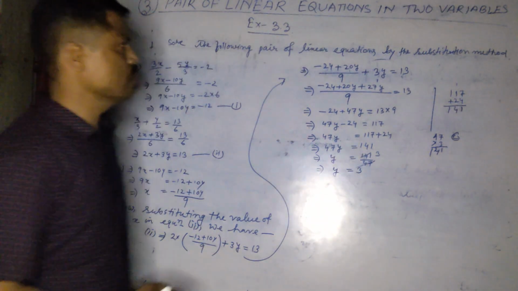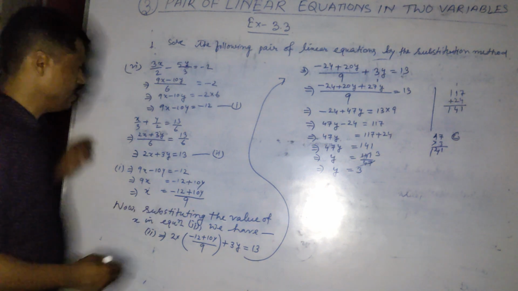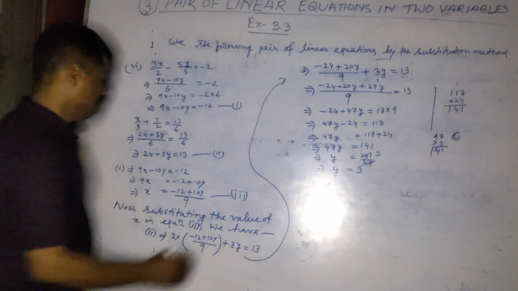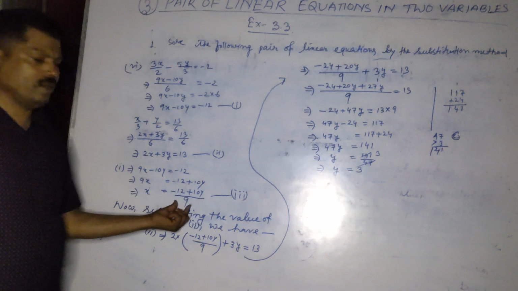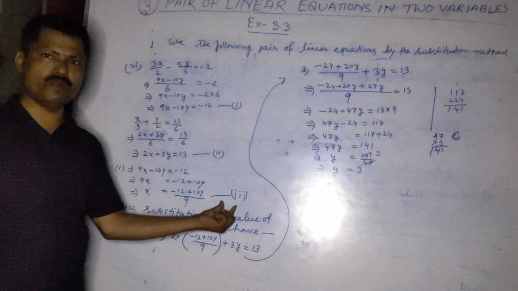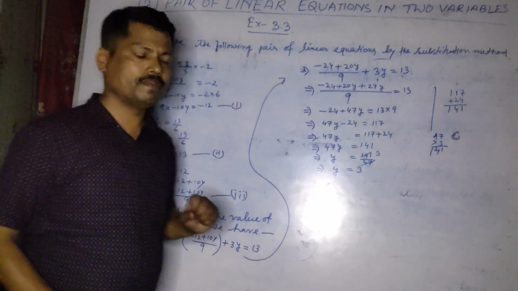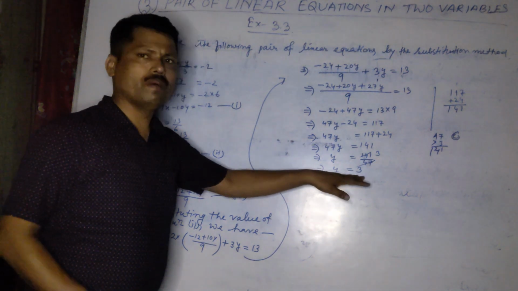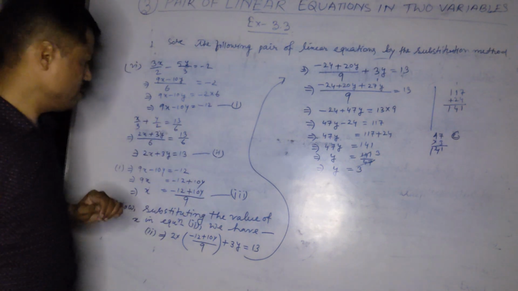Now substitute the value of y in any equation. We can take equation number 3. So x equals minus 12 plus 10y divided by 9, this one is equation number 3. So y is equal to 3. Now substitute the value of y in equation 3, and we will get the value of x.